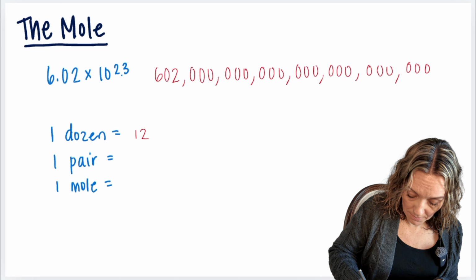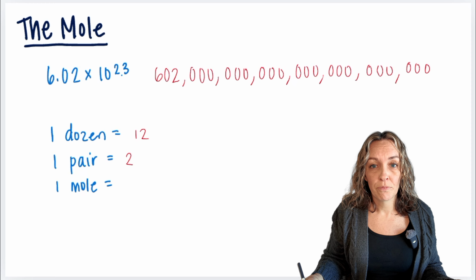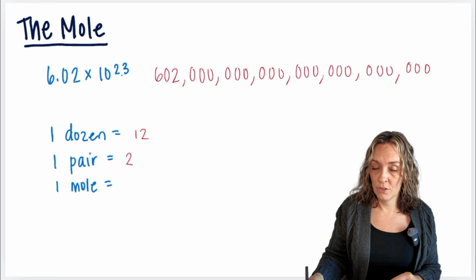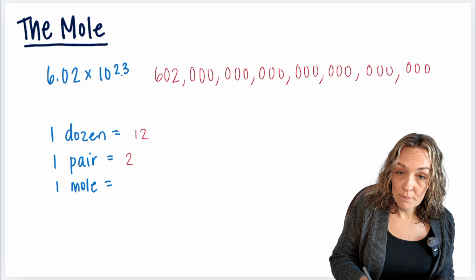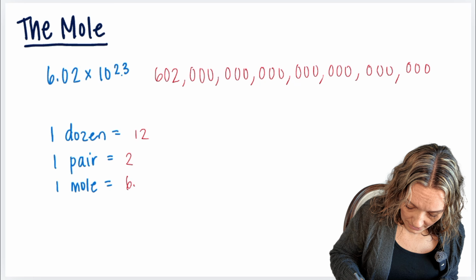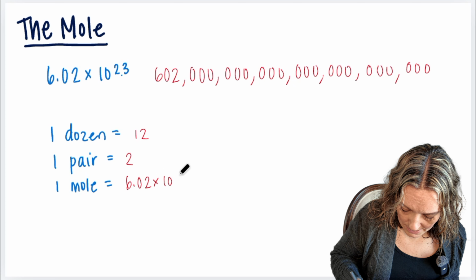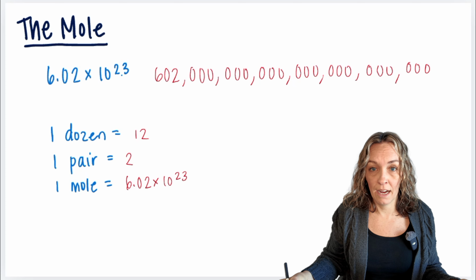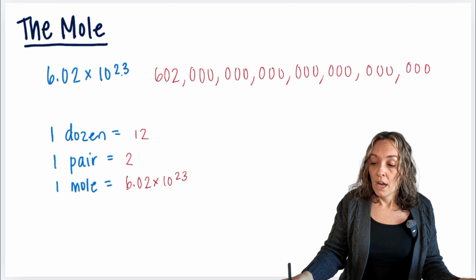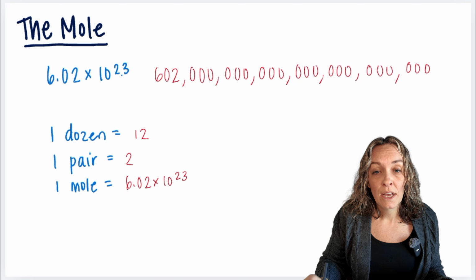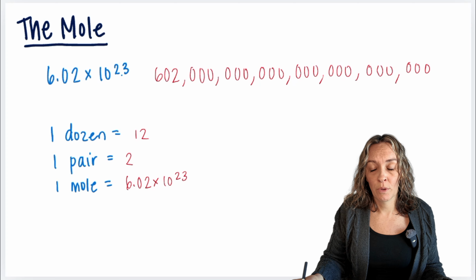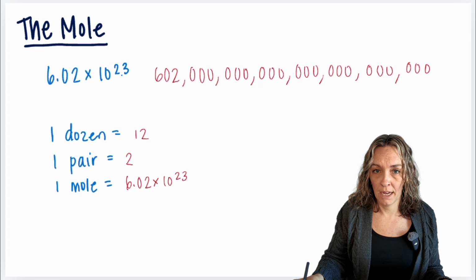If I have a pair of something, that means I have two. So I know that I have two, whether it's earrings or whether it's socks. As far as moles are concerned, moles mean that I have 6.02 times 10 to the 23rd of that object. So a mole is a huge number that you have not encountered in your everyday lives, but it is going to be really important when we're dealing with small things like atoms and molecules.